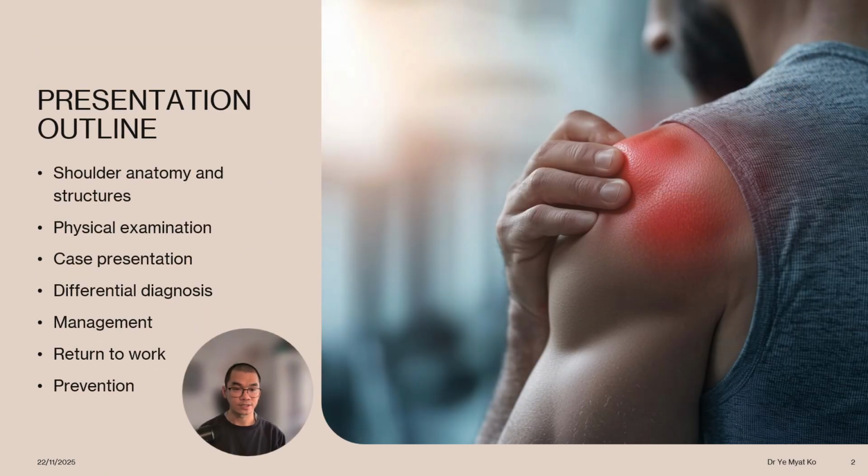With regards to the presentation outline, I want to start with shoulder anatomy and structure and how to do a physical examination. I would like to go to a case presentation afterwards, and what differential diagnoses to consider with these presentations, and overall management, and how to manage from a work capacity and hazard management point of view.